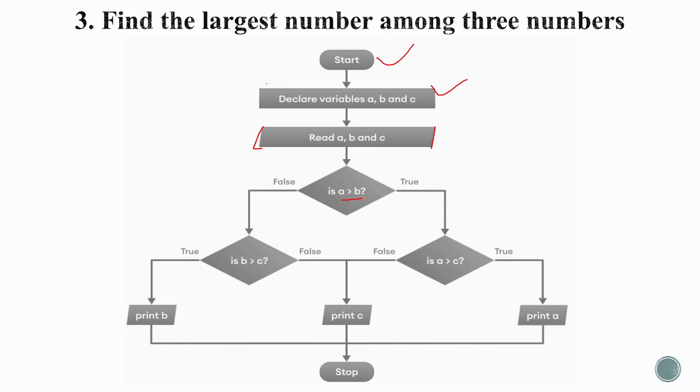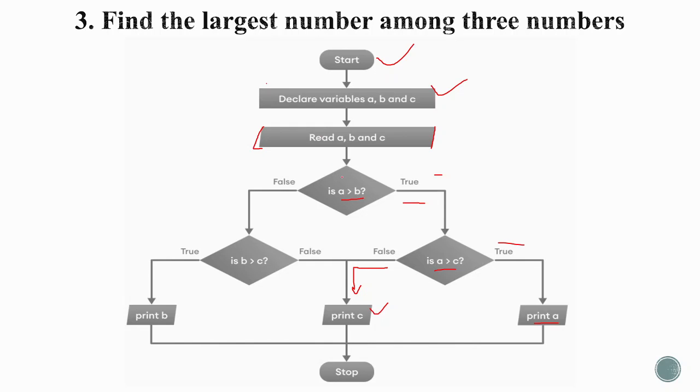Is A greater than B? If that is true, we again check if A is greater than C, right? Is A greater than C? And if that is true, then we can print A as the largest number. Then if A greater than B is true and A greater than C is false, this is the false part. We can say that C is the largest.